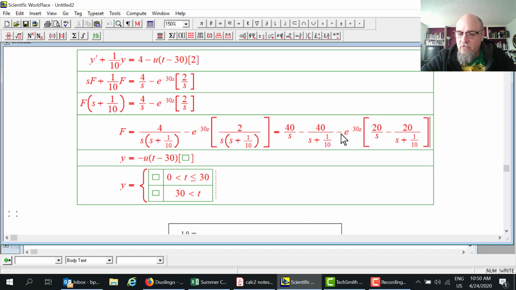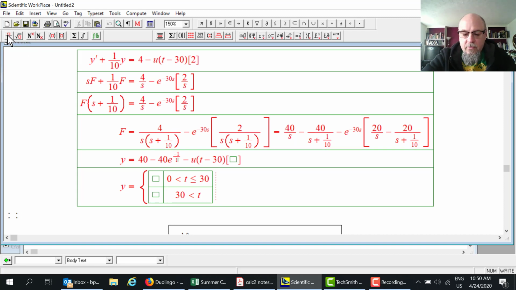Let's unlaplace the stuff that's outside the square bracket. This unlaplaces just like normal. So unlaplacing F to y, the inverse Laplace. Unlaplace a constant over s, that's 40. Minus 40 e to the minus a 10th t. So that takes care of the stuff that's outside the square bracket, that's not affected by the Heaviside step.